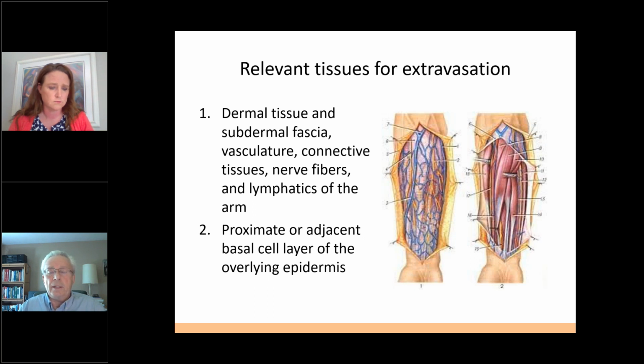When we look at dose to the arm, we need to consider two different targets. First of all, the dermal tissue, the subdermal fascia, the vasculature, the connective tissues, the nerve fibers, and lymphatics of the arm. We call this the infiltrated tissue, or that part of the arm that receives the radioactivity. For regulatory purposes, there's a second target tissue, which would be the proximate or adjacent basal cell layer of the overlying epidermis.